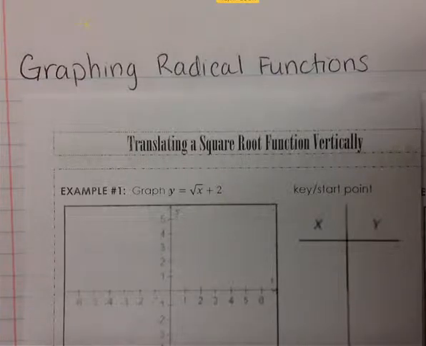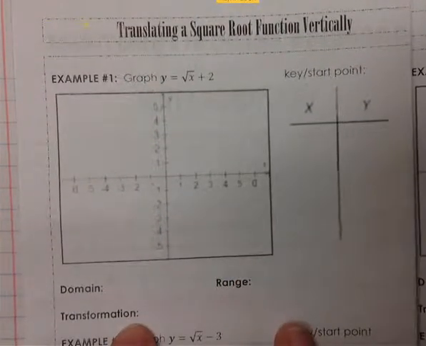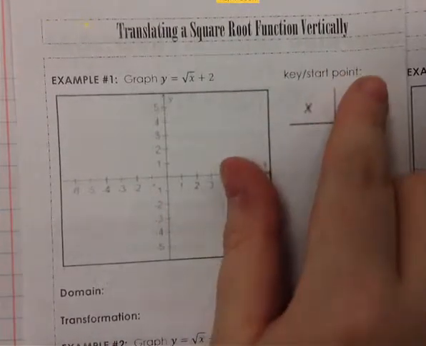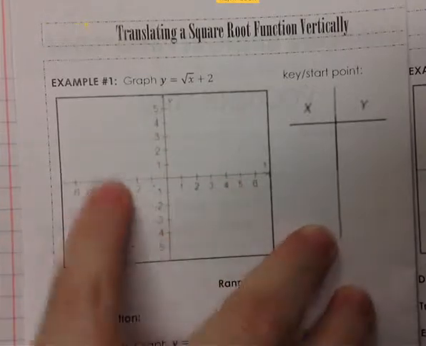This video is on graphing radical functions. I'm going to do 6 examples. The first 4 examples are just translating square root functions, either up, down, left, or right. We're going to talk about the domain and range of the function, the transformation of the function, what the key or start point is, and then we're going to have our table. Then we're also going to graph it as well.